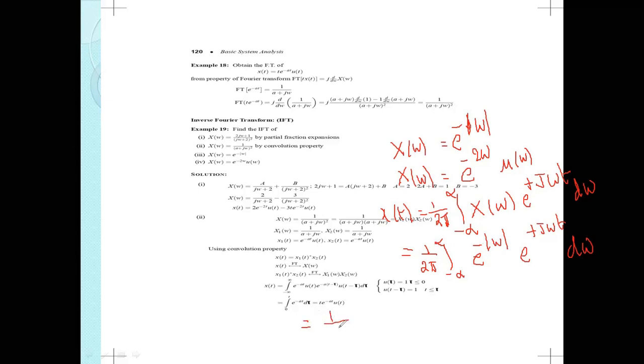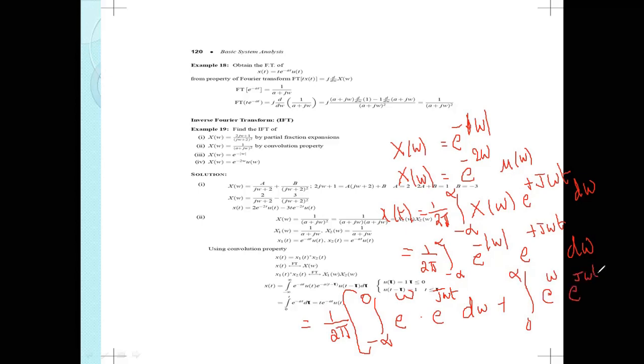So that is equal to 1 by 2 pi, a common term. For minus values, from minus infinity to 0, it is e power omega only, e power omega into e power j omega t d omega, plus, for the positive values, 0 to infinity, e power minus omega and e power j omega t d omega.